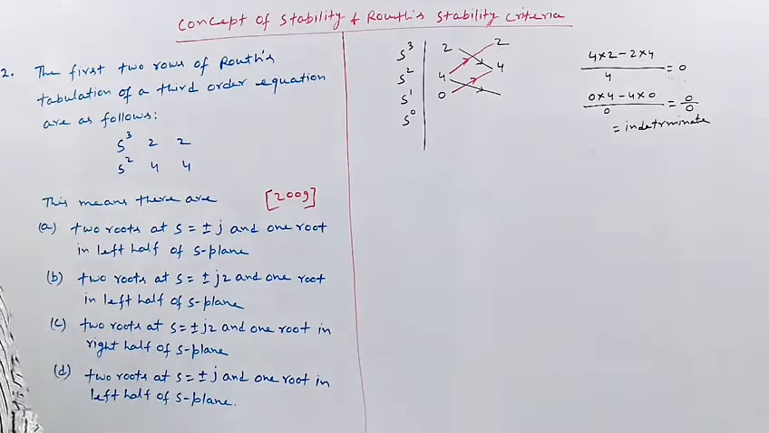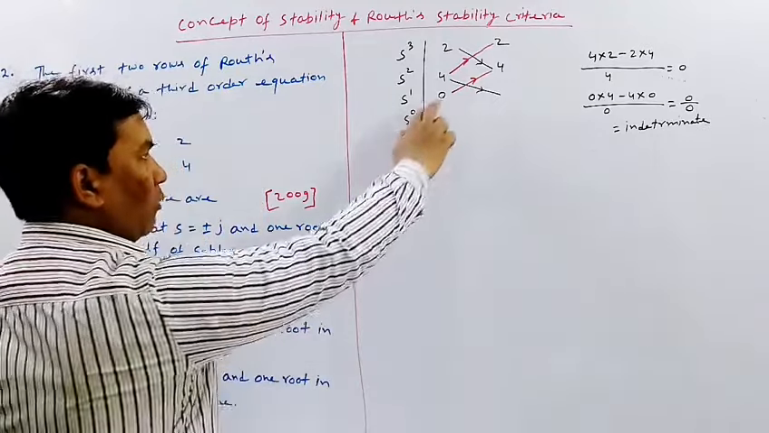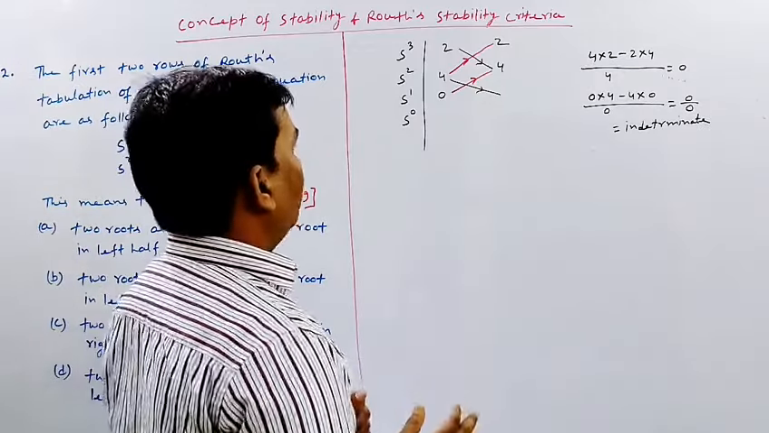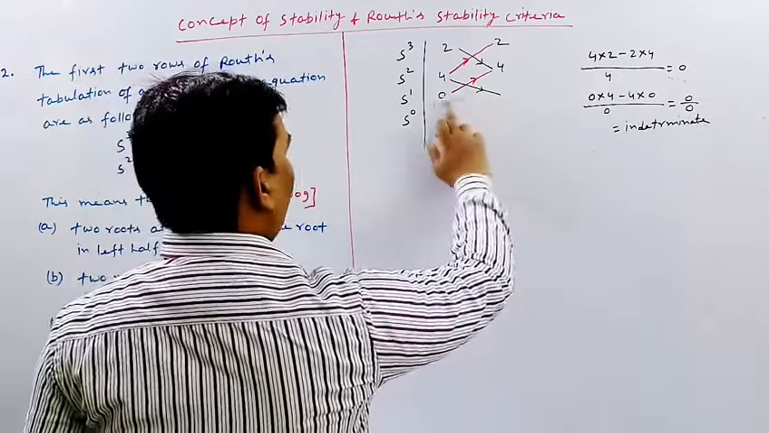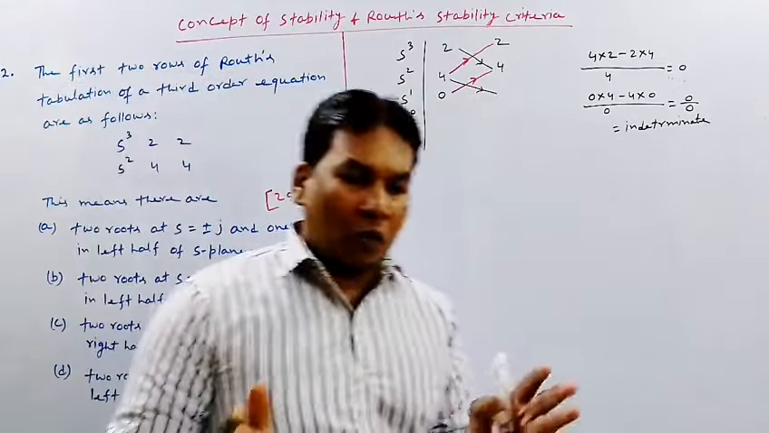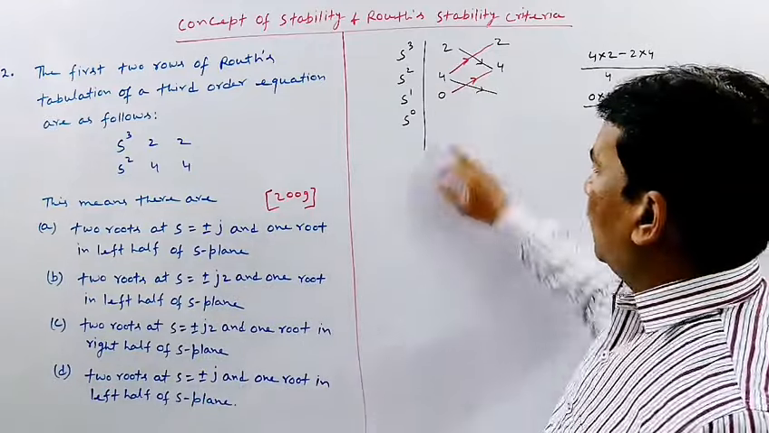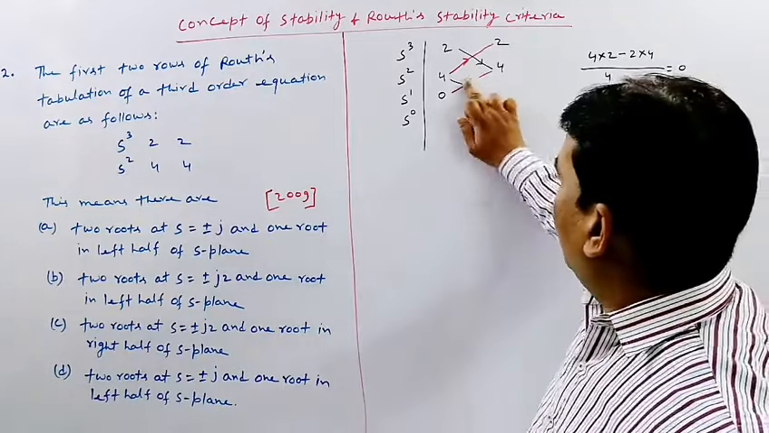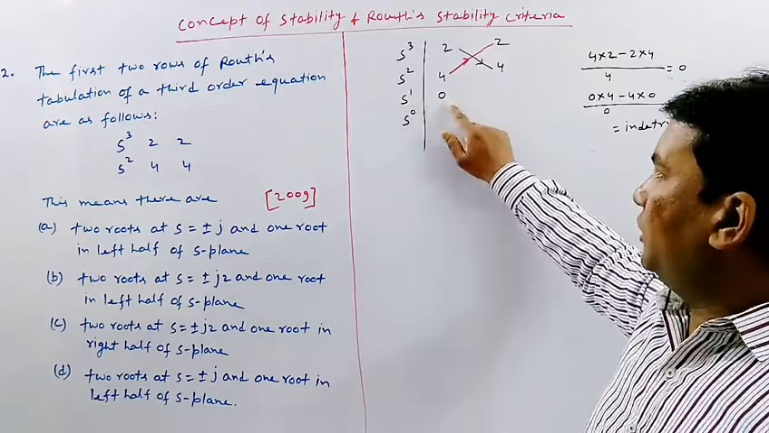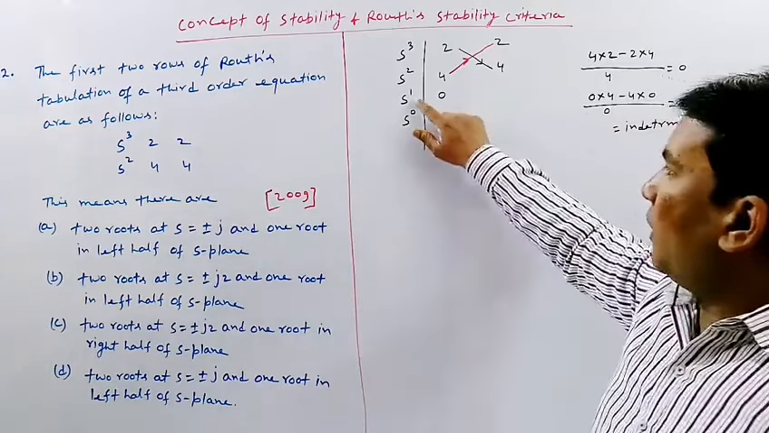So now here the Routh's test breaks down. We cannot proceed with Routh's test. So what do we have to do here? If we get all the elements of a particular row of Routh's array as 0, then we have to stop there. Here also all the elements of the row s to the power 1 are 0, because it has only one element and that element is 0.